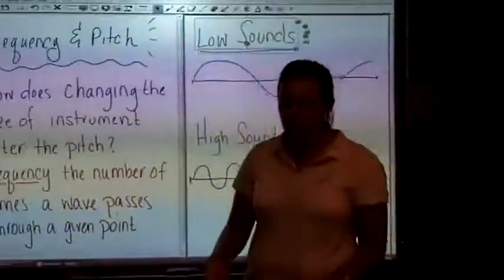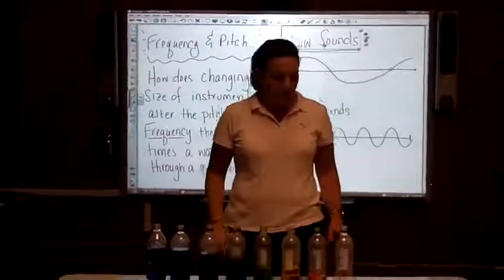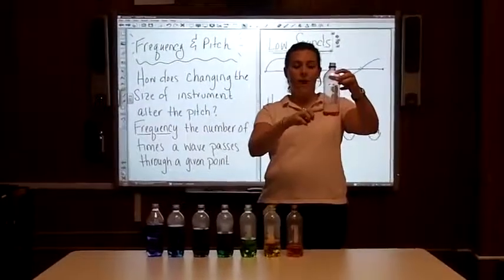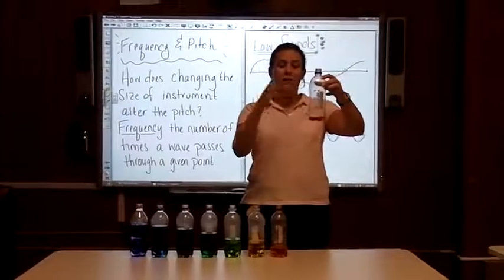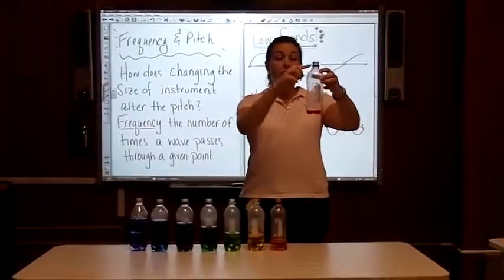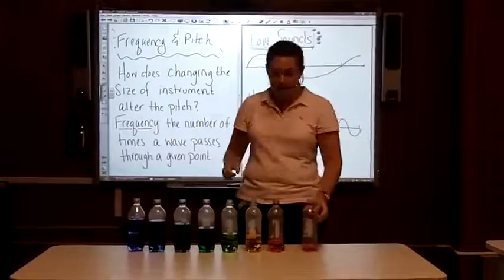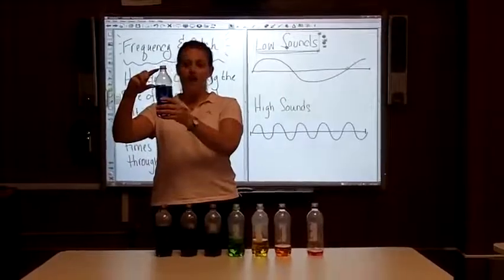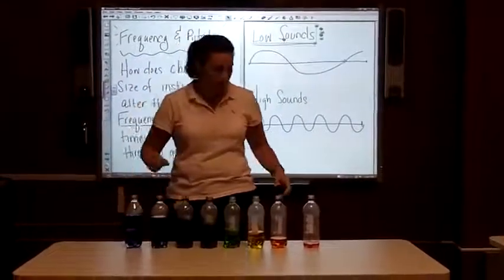Now let's check out the water bottles that we've got set up, color coordinated. Lower sounds are going to have more room in the bottle for the air to blow around. Because remember, we said sound is when particles are moving around. So if I have more room, it's going to be a lower sound. If I have less room, like over here, I'm going to have a higher sound because I'm going to have a faster frequency. Okay? All right, so let's check this out.